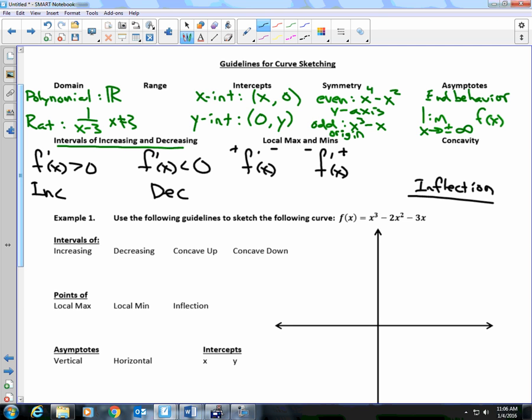Concavity. What test do I use to determine concavity? Second derivative. It is concave up where the second derivative, f double prime of x, is greater than 0. And it's concave down where f double prime of x is less than 0. How do we determine inflection? Where concavity changes, and that's where it changes sign. So we have f double prime of x changes from positive to negative or from negative to positive.